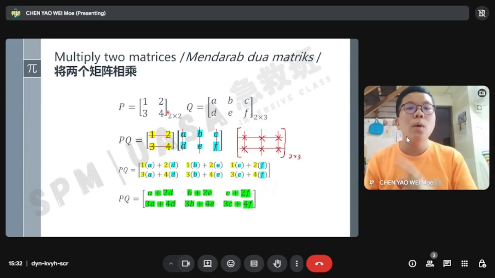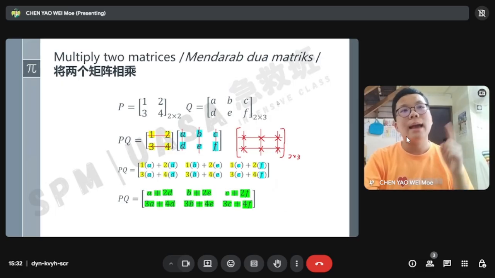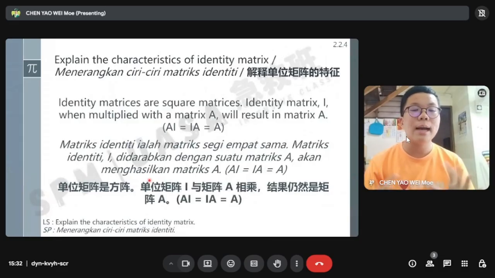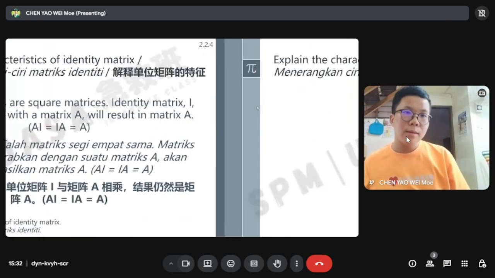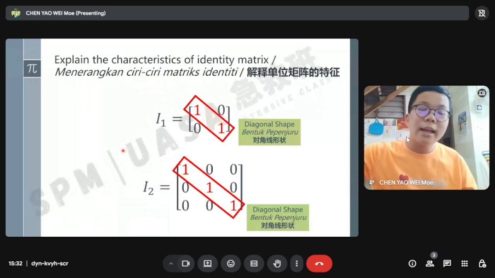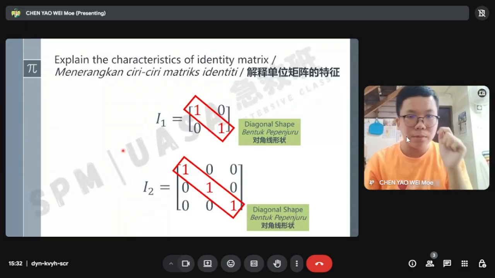PQ equals QP. When I said that both are the same order, why can you say that? PQ equals QP, AB equals BA. Now a new piece of knowledge for you: the identity matrix. Identity matrices are square matrices. For example, you see this. This is an identity matrix, meaning along the diagonal, each entry represents 1, and everything outside the diagonal line we make 0.